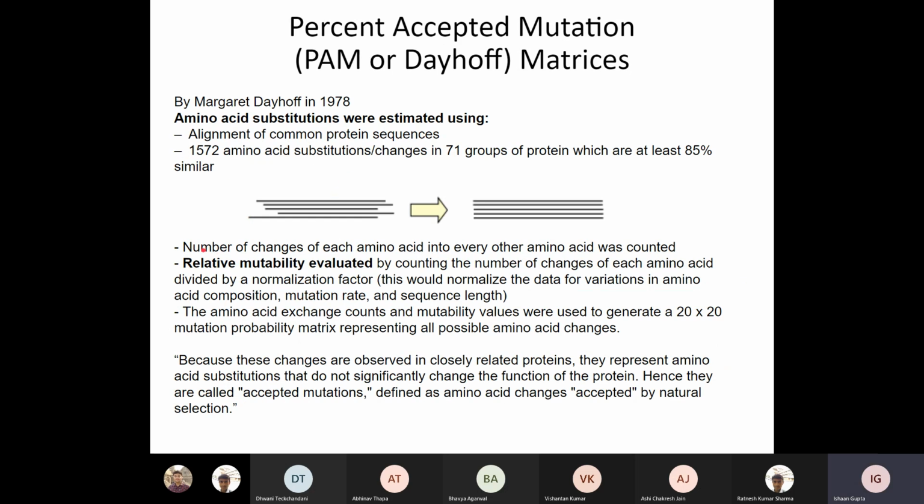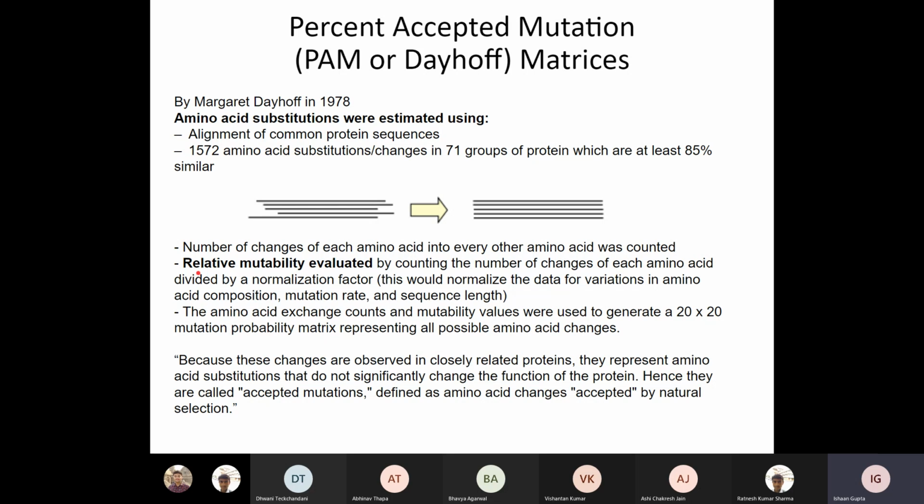So the first thing that they do is they count the number of changes of each amino acid into each other amino acid in these locations. How do you do that? You assume the consensus sequence. You assume the most common amino acid at each location, and for that amino acid, you calculate how many times it was mutated into another amino acid in these 1572 amino acid locations.